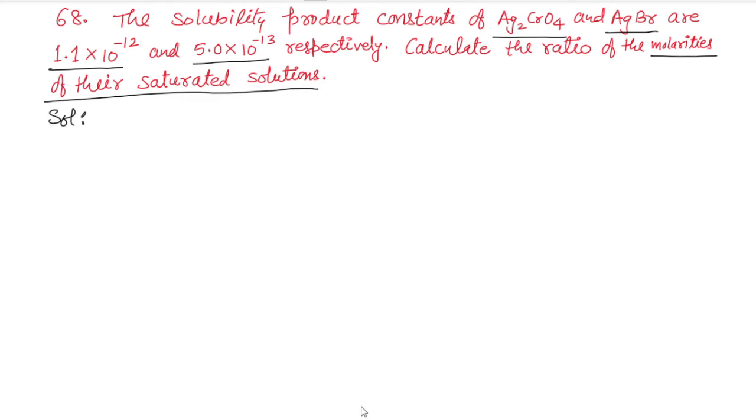Molarities of their saturated solutions means the ratio of the solubilities, because the molarity of a saturated solution means the maximum molarity, and maximum molarity is solubility, right? So first we have to calculate separately the solubility of silver chromate and silver bromide. Solubility products are given to us, so it is very simple.